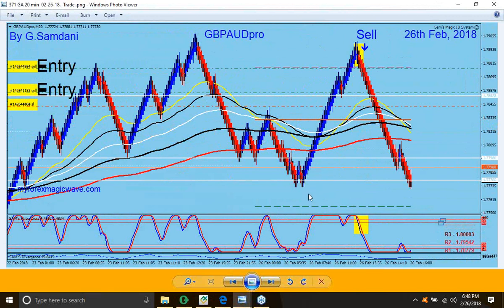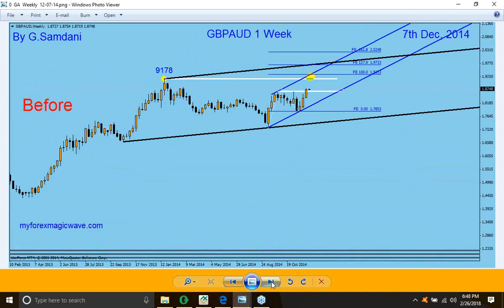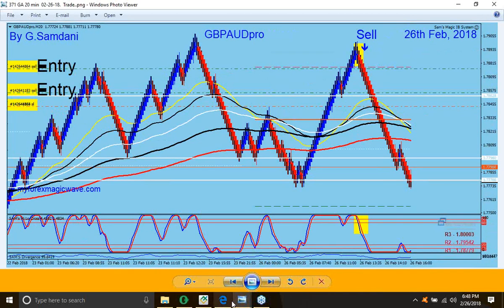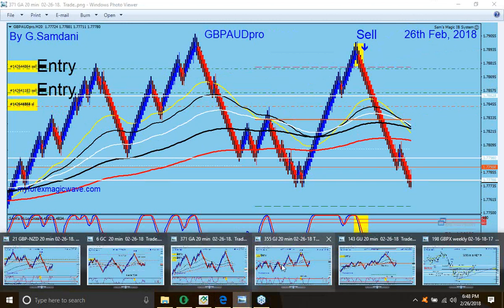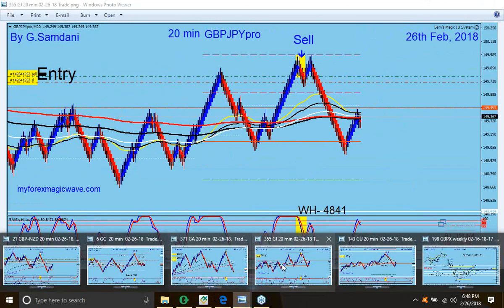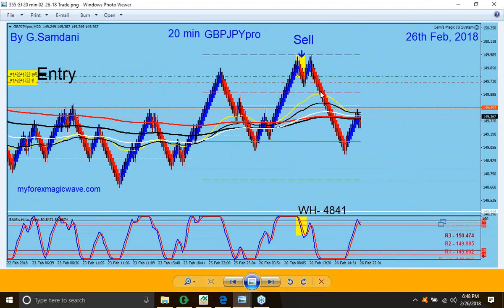And this is the number 77.78. It's also a big number here. And also, this is the old chart. What am I doing here? Pound Aussie and then pound yen. Here we go. Okay, nice entry here.